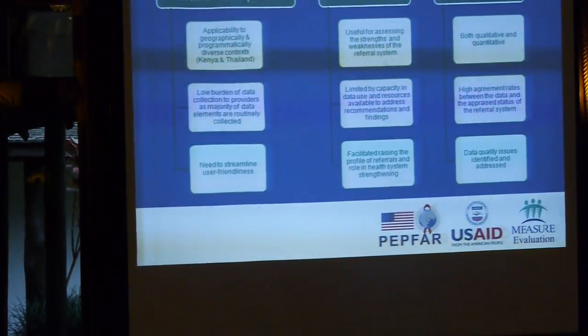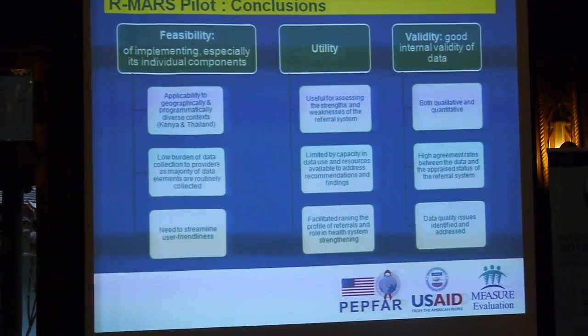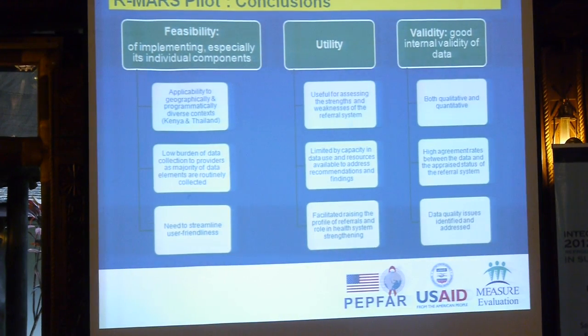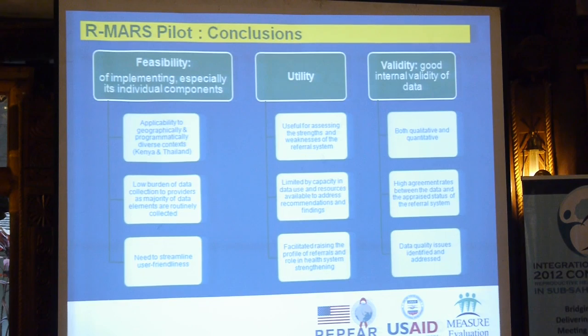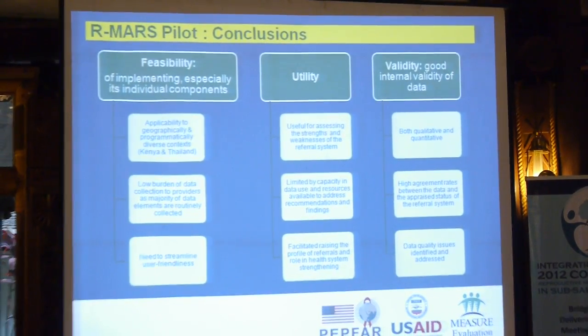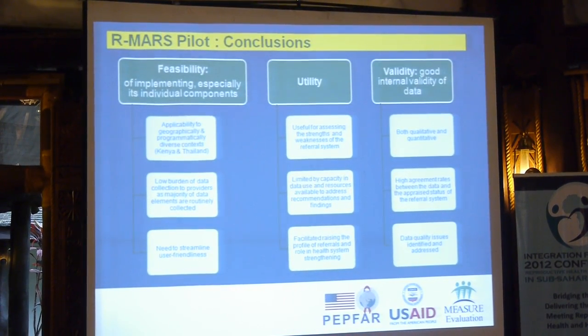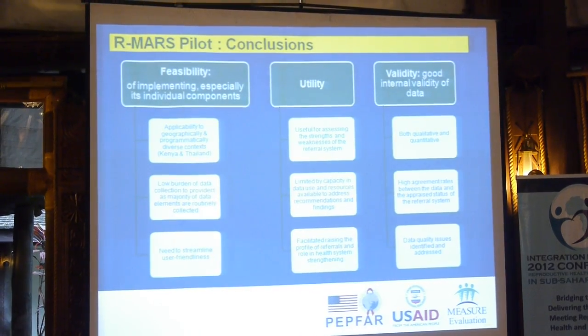Our pilot sites told us that we need to streamline user-friendliness. The toolkit, they said, was too bulky, and we took in those comments positively, and we're going to adjust the toolkit. Then utility of the toolkit, it's useful for assessing the strengths and weaknesses of the referral system in Kenya. In Kenya, some of the weaknesses that we have are, do we know if people are completing referrals? And why are people self-referring themselves? So it's useful for assessing that.